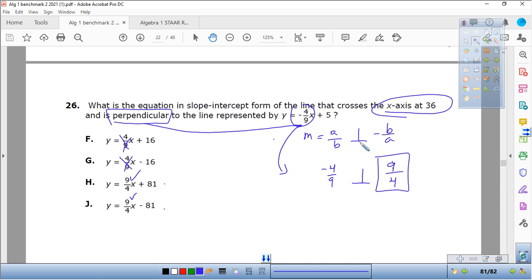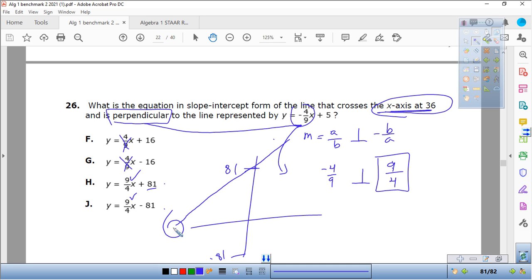I'm using my brain. 81 would be way high up here, right? Negative 81 would be way down here. And if we had this slope of a positive thing from here, it would go like that. So my x-axis would be what? 81? Way negative over here. So I'm going to say that one's out. But if it's over here with a positive slope, it's going to cross over here like positive 36. Let's say it's this one.